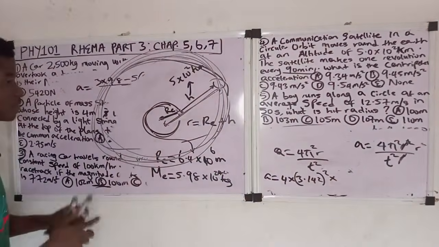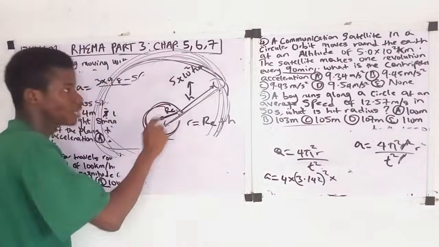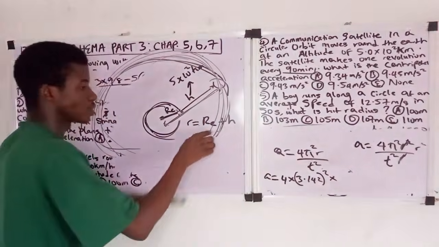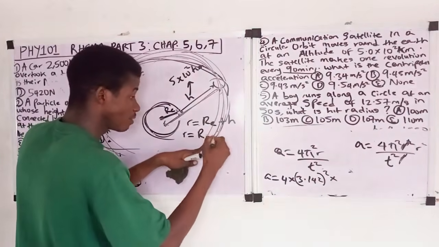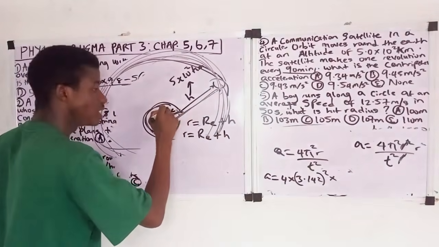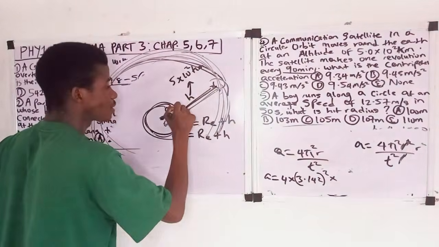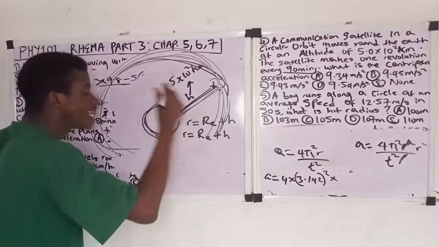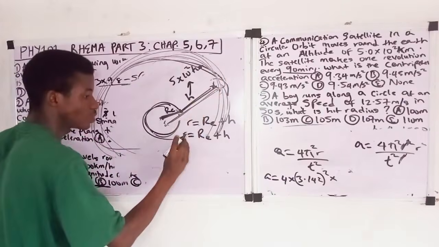Now let's go back to this place. Remember, I told you that the distance from the center of the earth to the satellite is known as r, which is equal to the radius of the earth plus the altitude, right? The distance from the center of the earth to the surface of the earth is known as the radius of the earth. Then the distance from the surface of the earth to the satellite is known as altitude, right? Now the total distance from the center of the earth to the satellite is known as what?